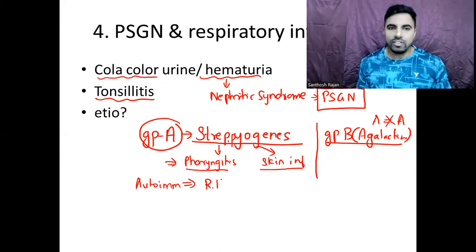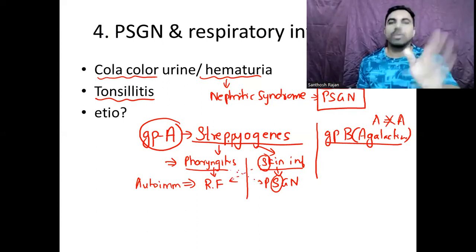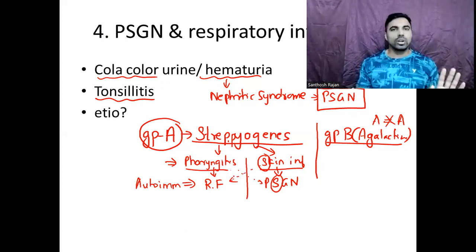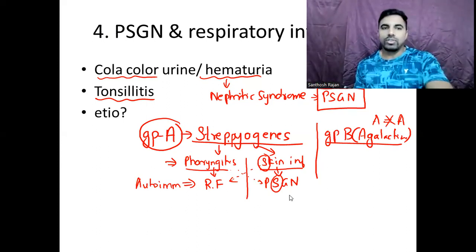Either rheumatic fever, if it is pharyngitis, it's usually rheumatic fever. If it is skin infection, then it's usually post-streptococcal glomerulonephritis. Even if you remember S for skin, it is not necessarily so. Sometimes pharyngitis patients can also have PSGN, and skin infection patients can also have rheumatic fever. I'm not going to talk about the symptoms. The characteristic feature is cola color urine.